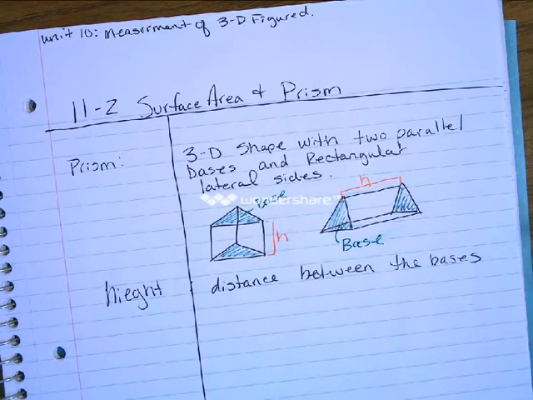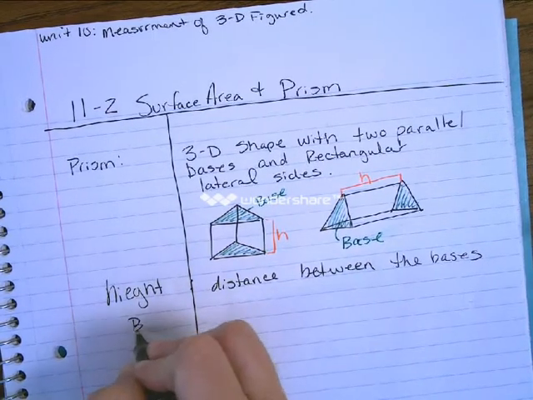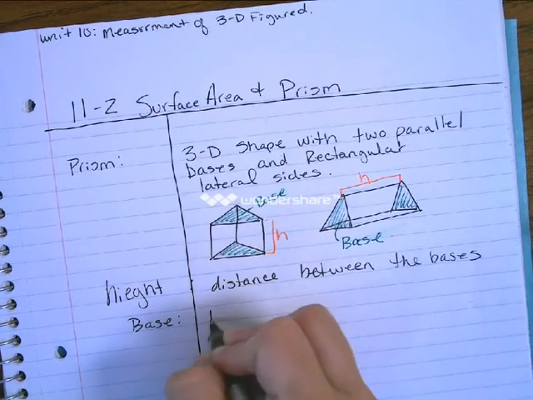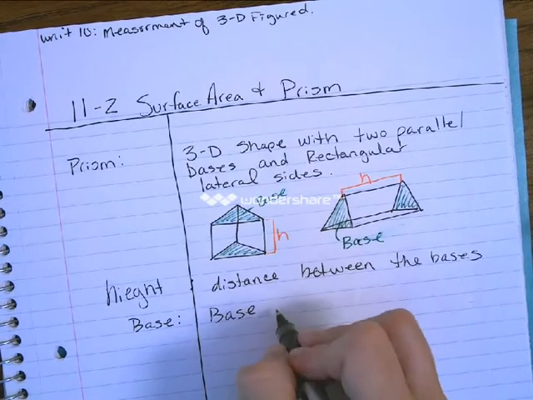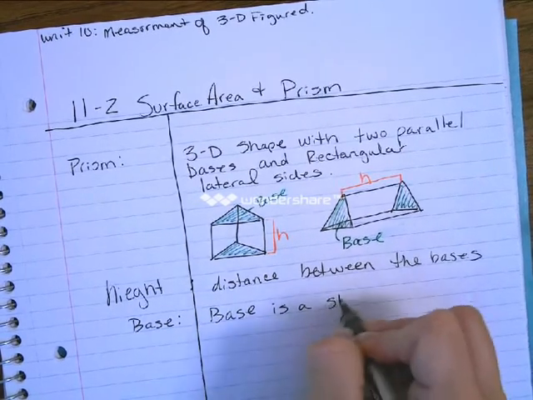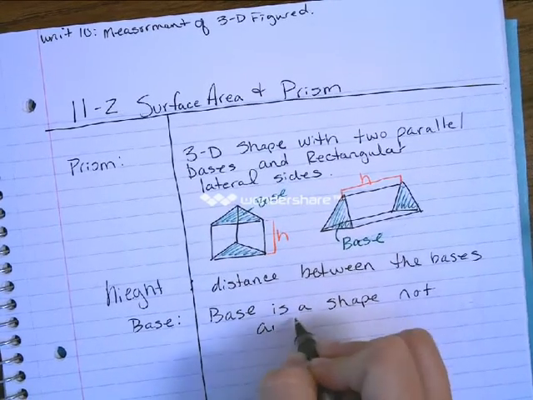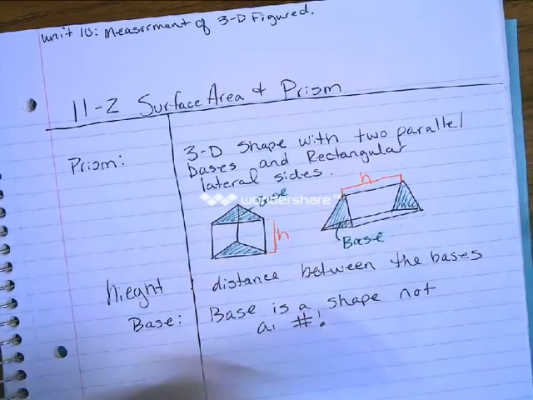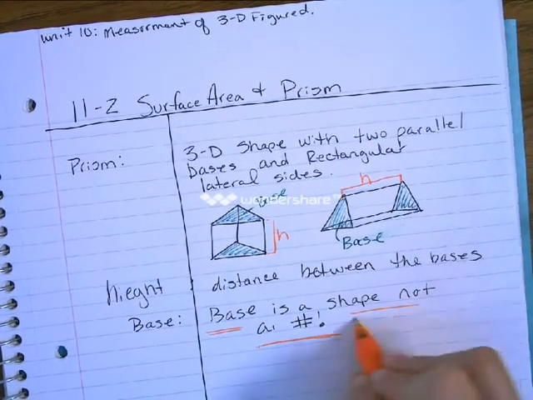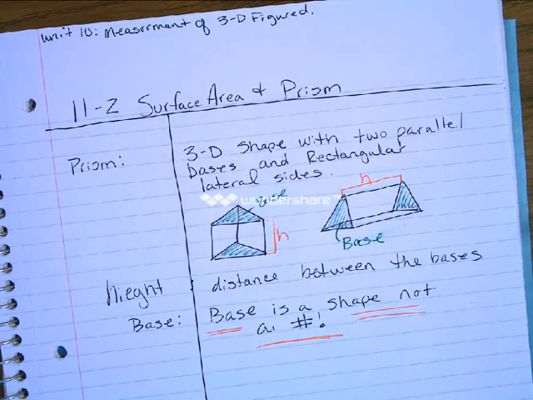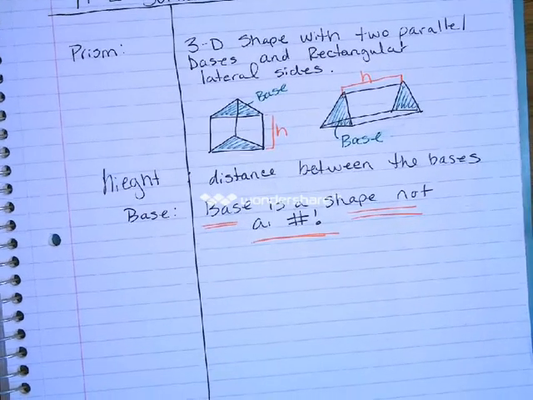Another thing that people get confused on is the base. When we're talking three-dimensional, okay, base is a shape, not a number. Lots of people mess this up every year. When I ask you what is the base, and I'm talking about a three-dimensional figure, I'm asking for a shape, not a number. Let me give you the formulas, and then we can go on to the examples.